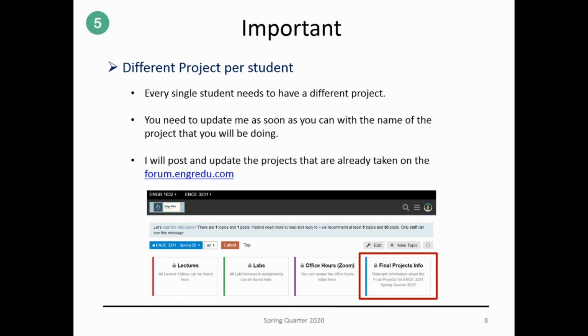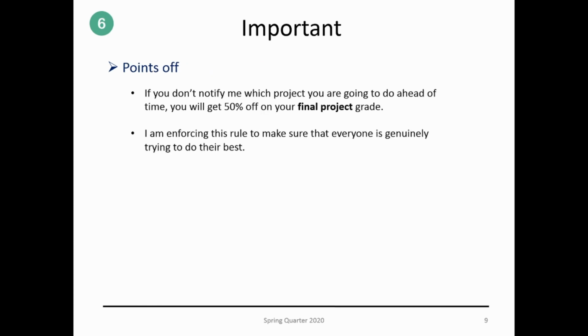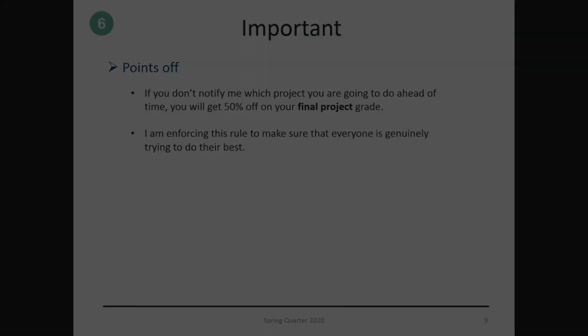I will not open exceptions. Everyone needs to pick a different project. And I'm going to take points off if you don't notify me which project you are going to do ahead of time. You'll get 50% off, and that means that if I get to Monday and you turn in the final project and I don't know which project you're going to do up to that Monday, this is when I apply the 50% off. So you have until Monday before the deadline to tell me what you're going to do, and again, it cannot be a repeated project. I'm enforcing this rule to make sure that everyone is genuinely trying to do their best.